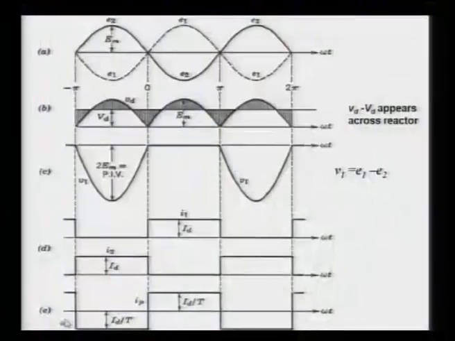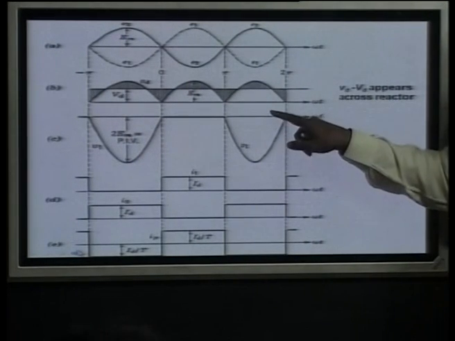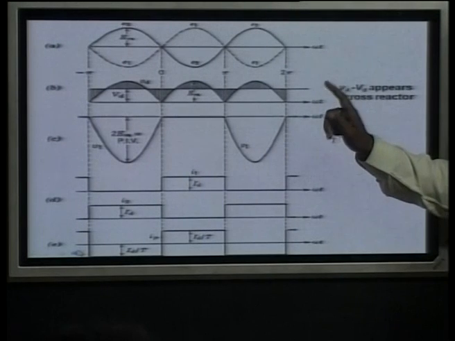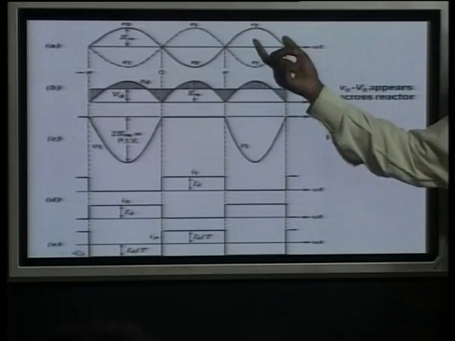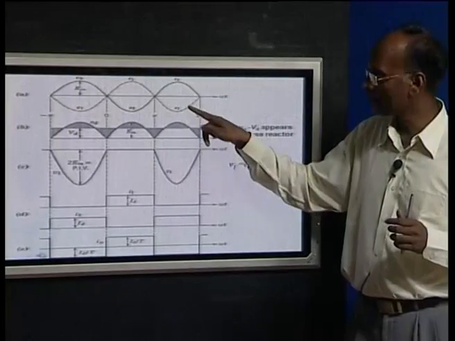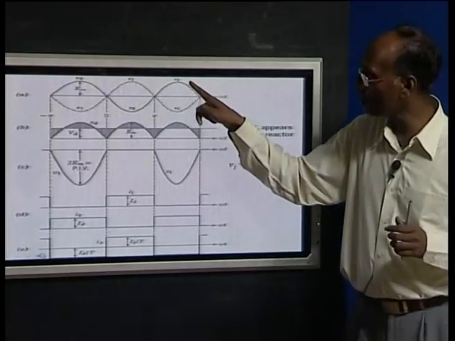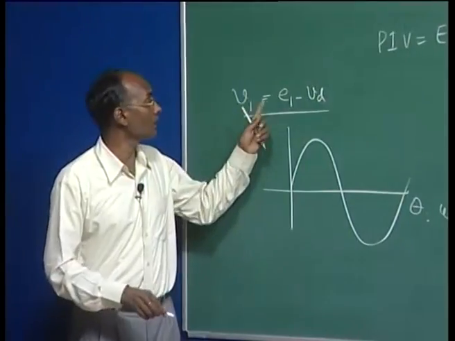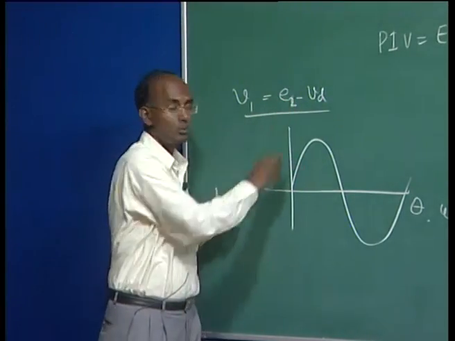You can see from this circuit, this is Vd, this is the curve of Vd. Let us suppose you want to see the peak inverse voltage across V1. When E2 is conducting, meaning V2 is on, E1 is off. So, this is the voltage, this minus this. Once E2 is conducting, the voltage across V1 is E2 minus Vd.